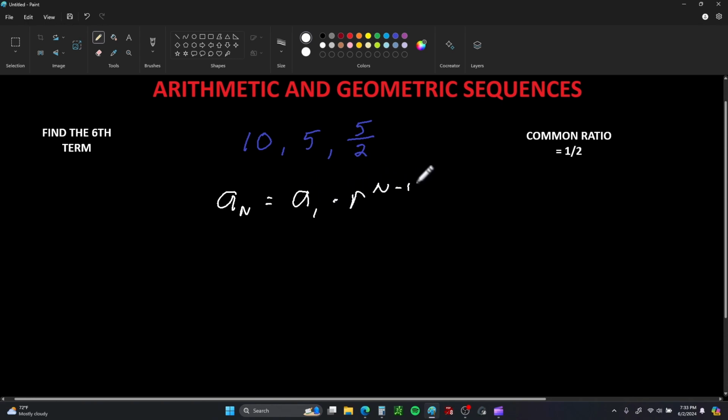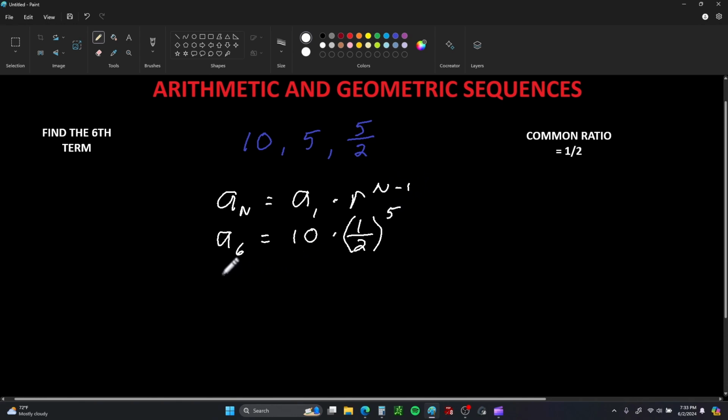n minus 1 power. And since I want to find the sixth term, I have a sub 6 equals 10, which is our first term, times the common ratio of 1/2, and all of that raised to the 6 minus 1, and that's going to be raised to the 5th power. So this term already has been multiplied. Its prior term would have been 20. 20 times 1/2 is 10. 10 times 1/2 is 5. Now, since I have the first term, I need to find 5 more terms, which is why this n minus 1 is 6 minus 1, giving us a 5.